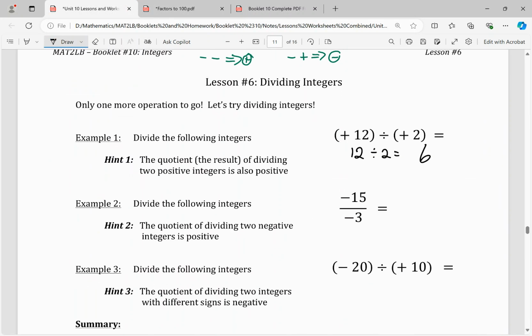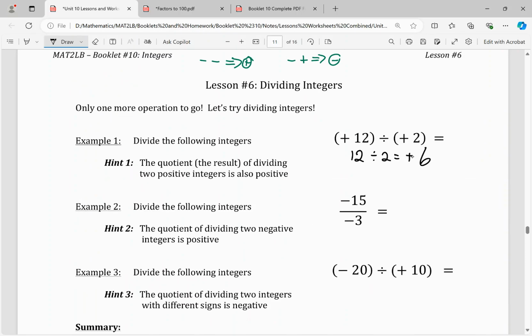So, answer is 6. Now we need to decide if that 6 is going to be positive or negative. Since the two original numbers were positive, the answer is also going to be positive, right? Because two positives make a positive.